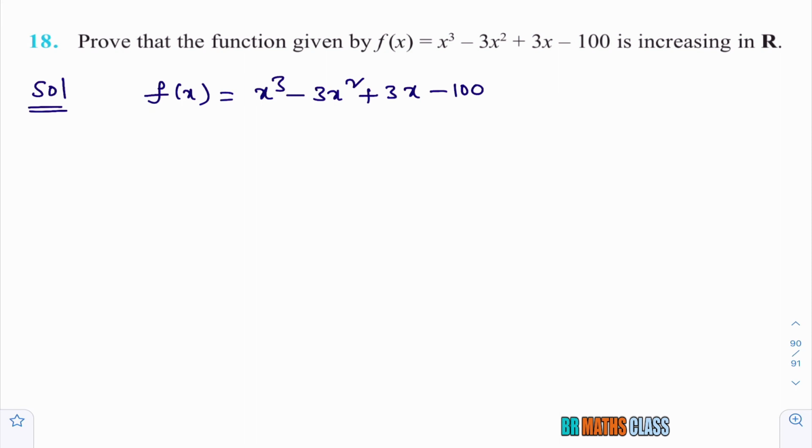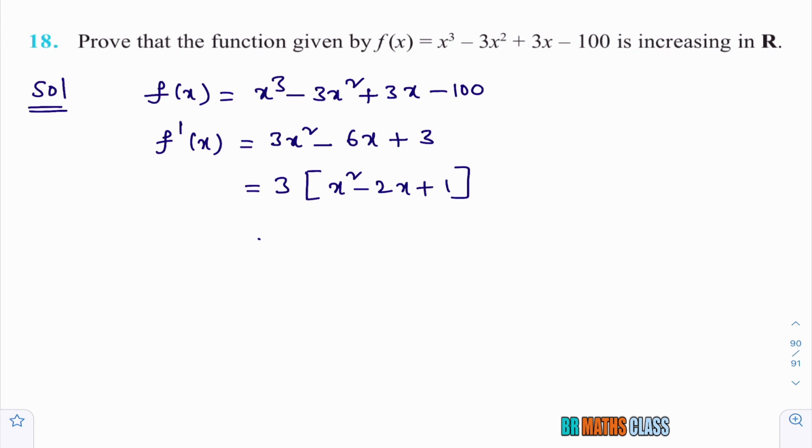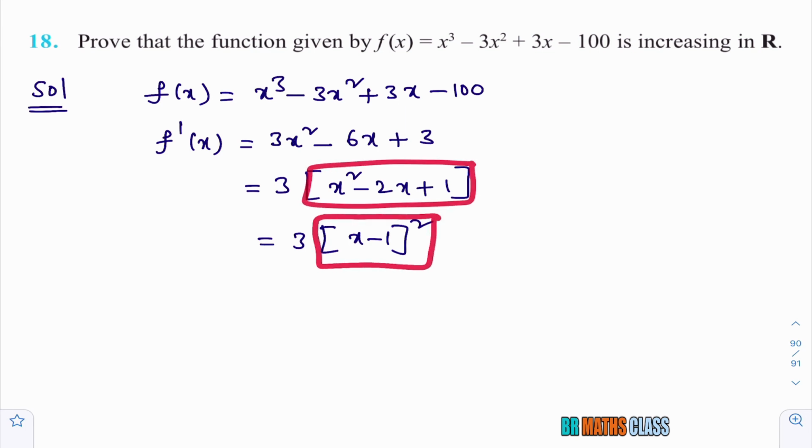This is the given function. You differentiate this. What is f dash of x? Derivative of x cube is 3x square, minus 3 into derivative of x square, which is 2x. 3 into 2x is 6x, plus derivative of 3x is 3. Now you can observe I can take 3 common. You take 3 common, what you will get? 3 times of x square minus 2x plus 1. So that is equal to 3 times of x minus 1 whole square. See, this x square minus 2x plus 1 is there. Now that can be written as x minus 1 whole square.